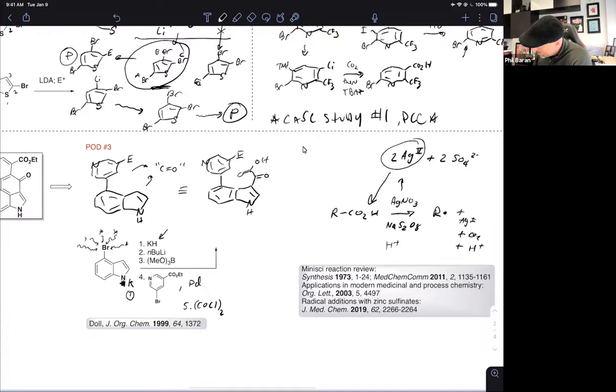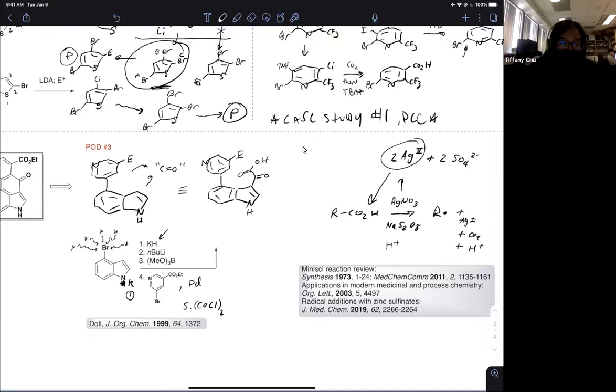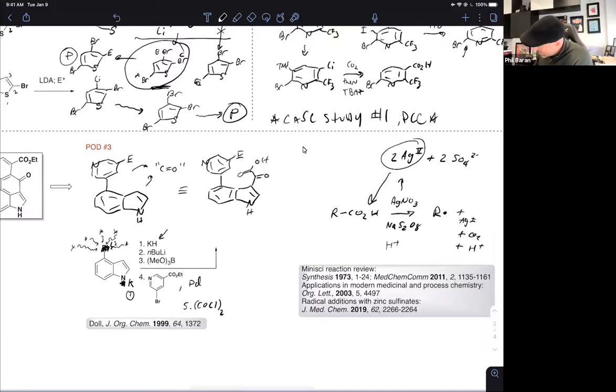Any thoughts on what butyllithium might be doing here? Lithium halogen exchange. Oh, that sounds great. So I'm going to put a lithium right there. Then I'm going to quench it with trimethyl borate. That'll give me my boronic acid. And then I do palladium.